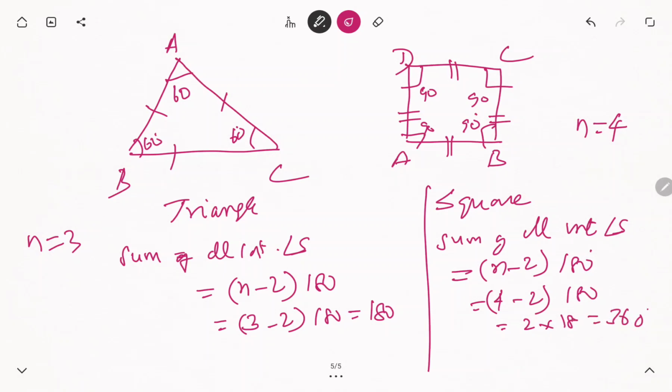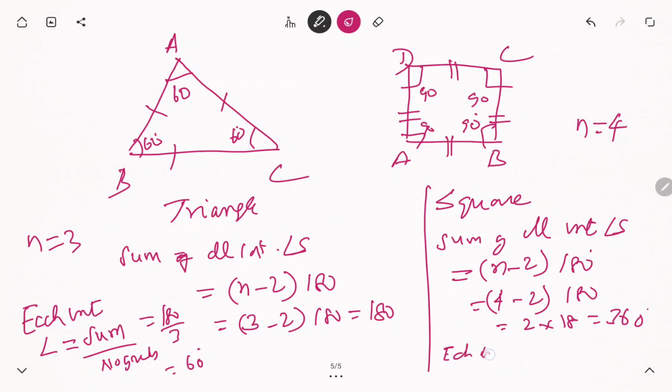Since I am talking about a regular polygon, what is the formula for each interior angle? This is the formula for each interior angle: sum divided by the number of sides. Here what is the sum? 180 by 3 equals 60. Here what is the sum? So each angle is how much? Each interior angle is 360 divided by 4, 90.